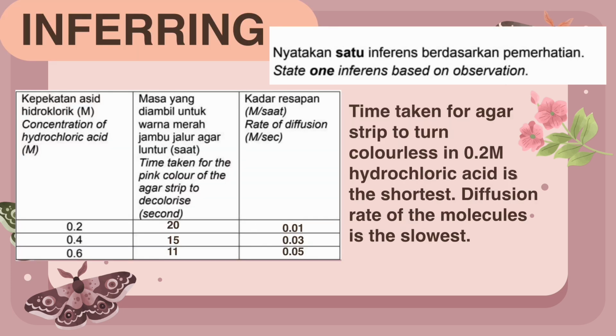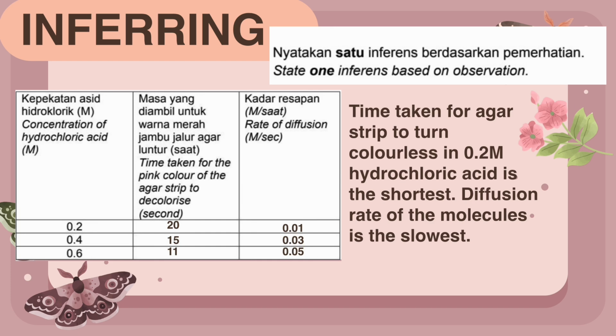Now we look at the example of the inference question. Look at the table. In the table, you have the first column, the manipulated variable, different concentration of hydrochloric acid, which are 0.2 molar, 0.4 molar, and 0.6 molar. The second column is the observation, that is the responding variable, time taken for the pink color of agar strip to decolorize in seconds. And the third column is also your responding variable, that is your actual responding variable, rate of diffusion in molarity over second.